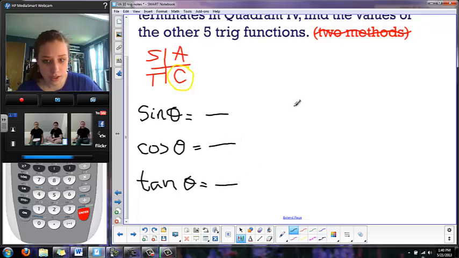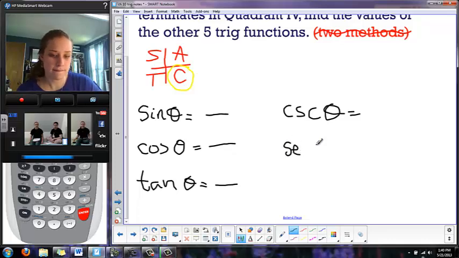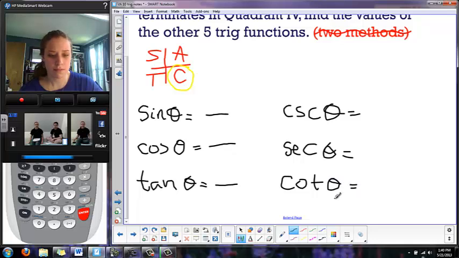Then we also need, let's see, the reciprocal of sine is cosecant. The reciprocal of cosine is secant. And the reciprocal of tangent is cotangent. Okay, those are going to be fractions as well. And we need to figure out what all 6 of these values are.